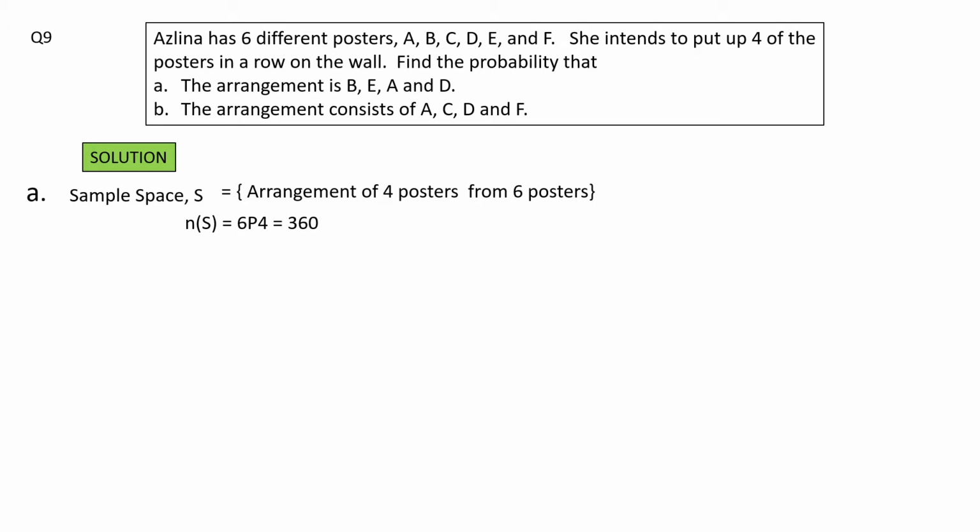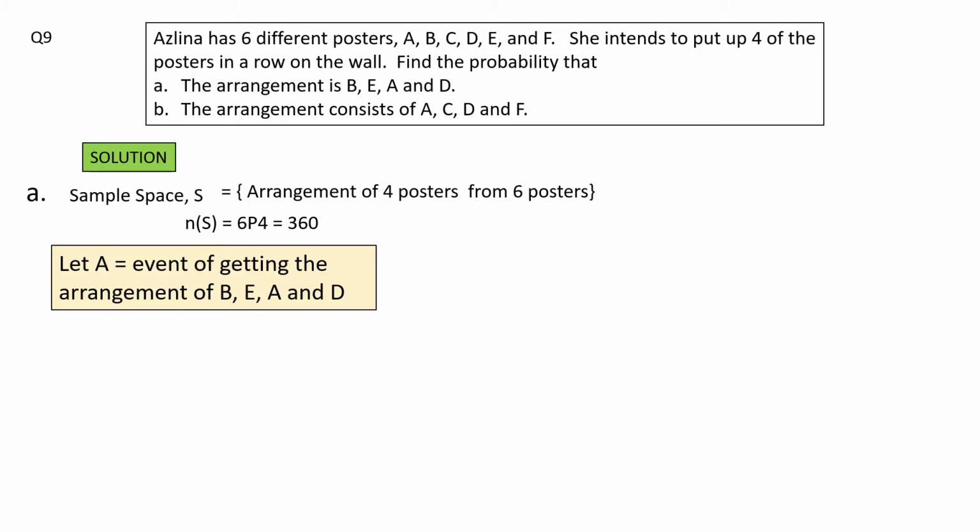Next, find the probability that the arrangement is B, E, A and D. So let's define A as the event of getting the arrangement of B, E, A and D. Here it is a fixed arrangement. Therefore, the number of event A equals 1. Now you can calculate the probability of event A using the basic formula of probability, which equals the number of event A over the number of the sample space. So the answer will be 1 over 360.